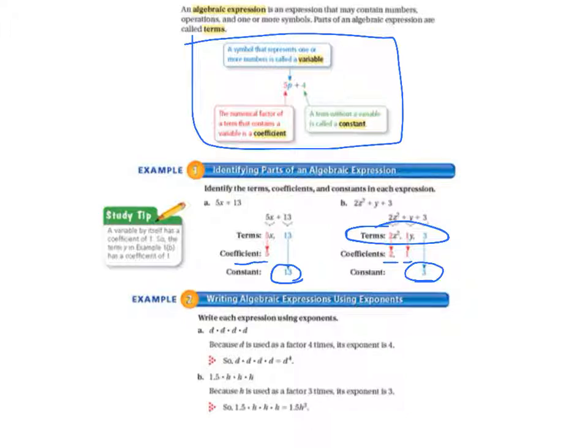Now let's move on to example 2, writing algebraic expressions using exponents. Write each expression using exponents. Because d is used as a factor 4 times, its exponent is 4. So d times d times d times d equals d to the 4th power. So this is just like we do with numbers, only we've got a letter instead. And then we have 1.5 times h times h times h. Because h is used as a factor 3 times, its exponent is 3. So 1.5 times h times h times h equals 1.5 h to the 3rd power. So 1.5 becomes the coefficient for h.